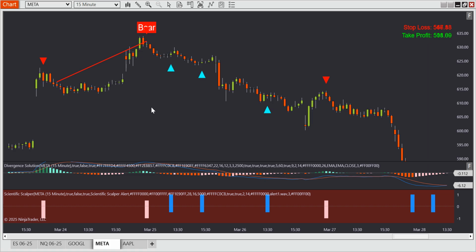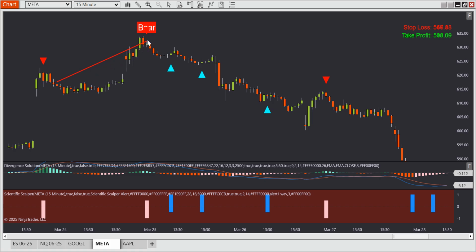And with another example, with another Indicator Vault indicator, this is a great confirmation to add, the Scientific Scalper, because we get the added benefit with this one of the background here telling us what the current trend is. And so even though the Divergence Solution is marking out high probability divergences, you don't ever want to go against the trend.